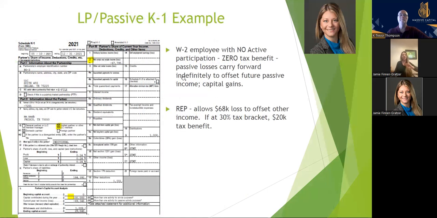A quick K1 example, and this is kind of where I was talking about. You see this number 2 box that shows the net rental real estate income loss. This is showing about a $68,000 loss. We see here that this investor put $100,000 into this LLC investment, and they received $1,008 in distributions. So this $1,008 in distributions is completely not taxable to them.